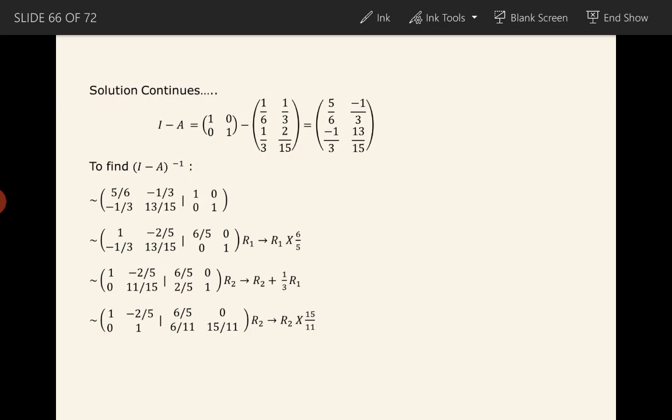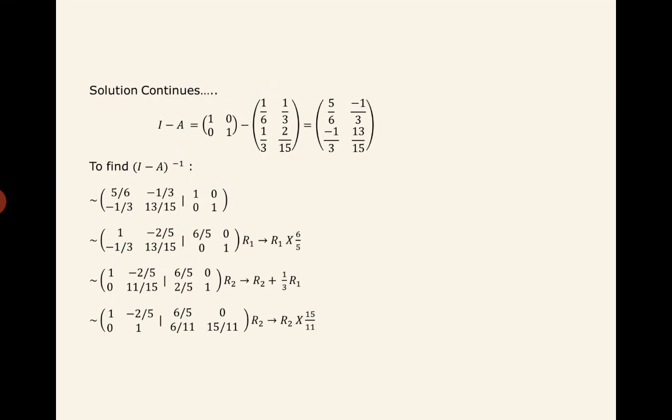What is it? Let's take this matrix and then proceed. So here this element should be 1. So multiply by 15 by 1, isn't it? So R2 is R2 multiplied by 15 over 11. So what do you get? Yes, there is no change.